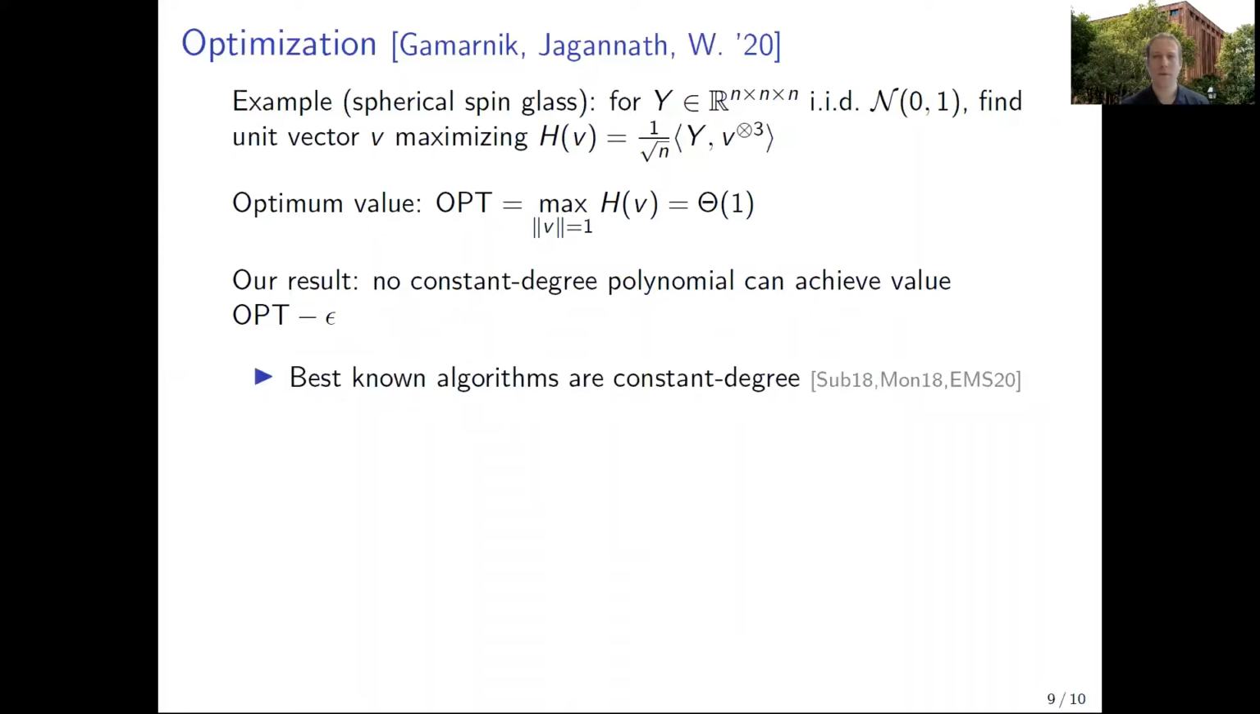It turns out that the best known algorithms for this problem fall into the approximate message passing framework, and so actually can be represented as constant degree polynomials. This comes from the work of Subag and Montanari and others.